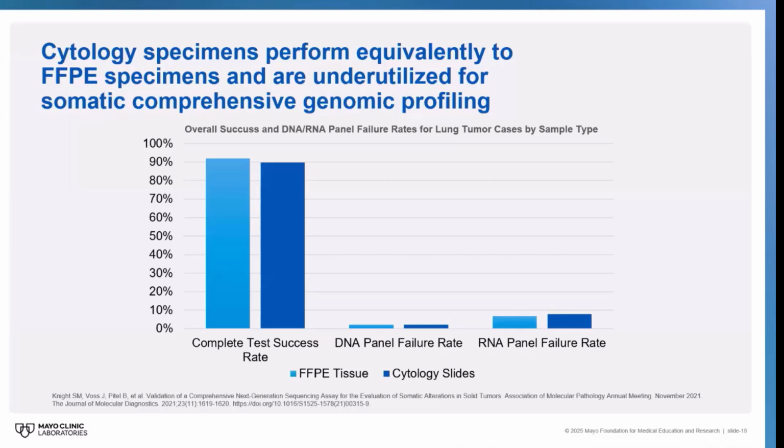Even in those more challenging cases, we found that the complete success rate on the left, meaning both the DNA and RNA components succeeded, is equivalent for the cytology smears compared to the FFPE. And there's a low rate of failure in one of the panel components, RNA a little bit more than DNA, which means even in those challenging cases, the cases where we run the cytology slides have a pretty decent success rate compared to the FFPE tissue. Next slide.